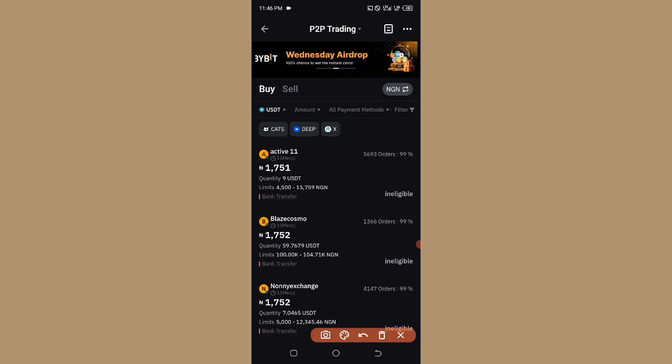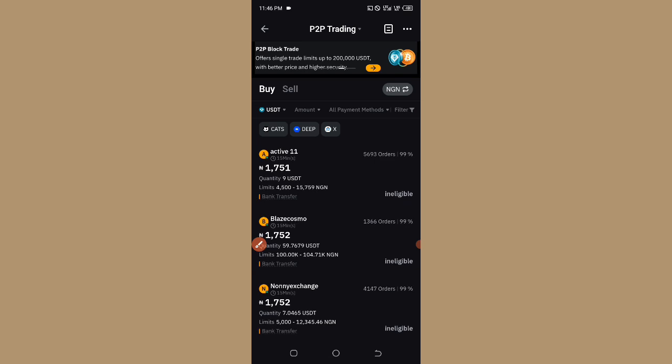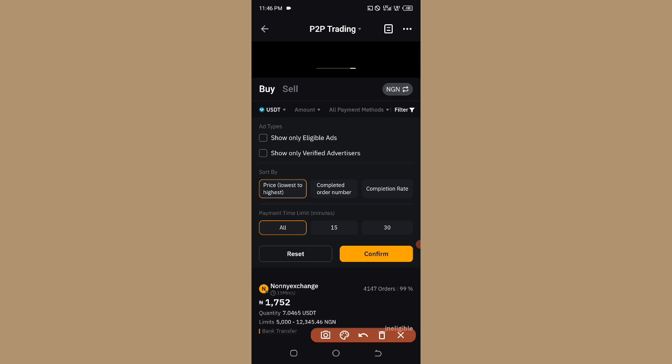Let's first use filter, because some of these ads here we are not eligible to buy. So you come to filter and you click on it. In this filter you can see some features there. The first thing you see there is show only eligible ads. When you click on show only eligible ads, they are going to show you only those ads that you are eligible to buy.